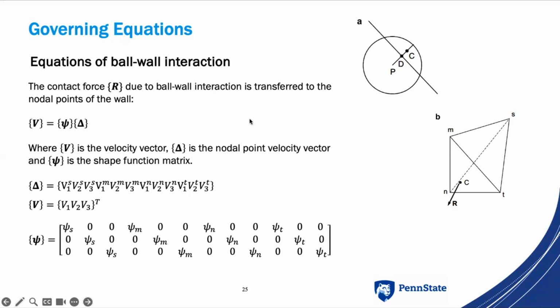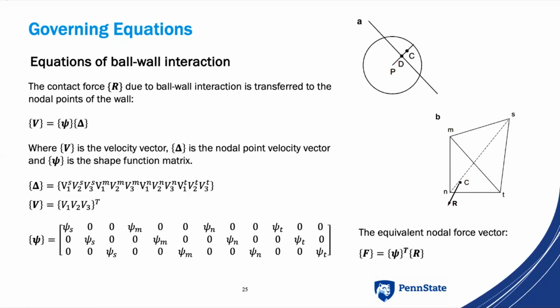The relationship between the velocity vector v at any point within the tetrahedron element and the nodal point velocity vector is described by the following equations. So v, as is indicated, is a velocity vector. This sign is the nodal point velocity vector, and this is the shape function matrix, and they are described in these equations here. Ultimately, the equivalent nodal force vector F is expressed using the matrix product of the transpose of the shape function matrix and the contact force R.